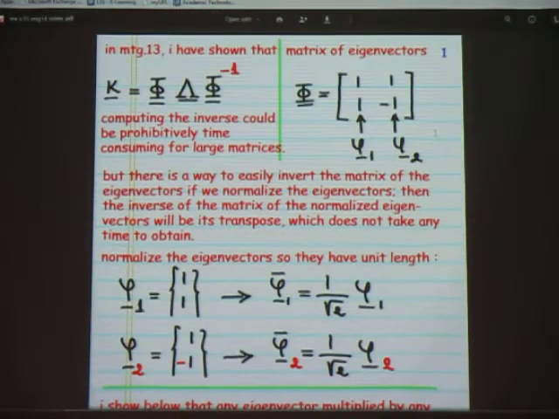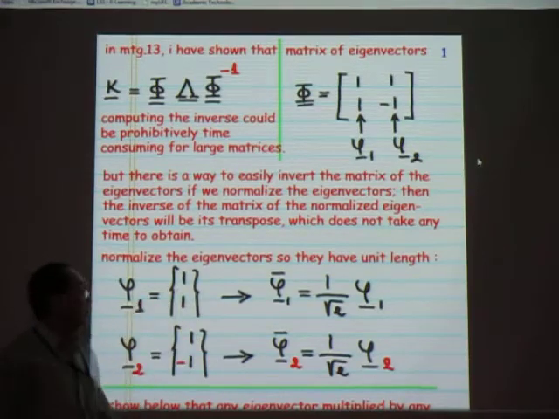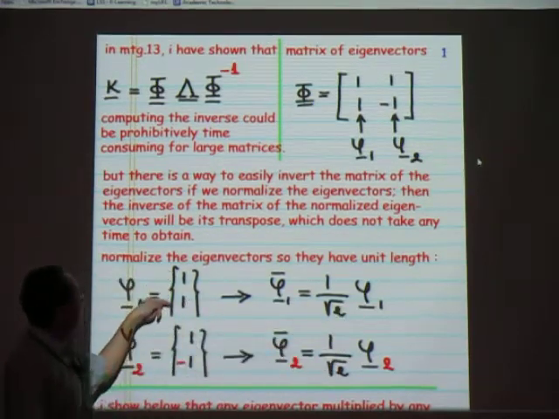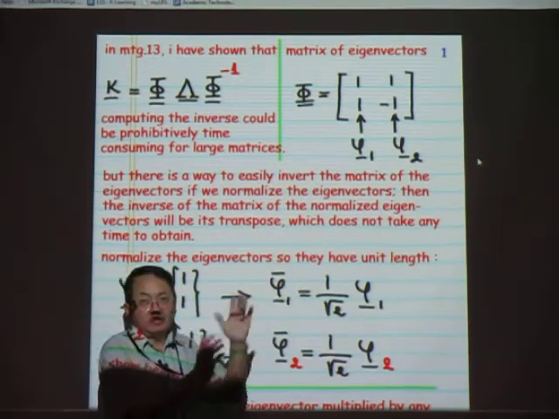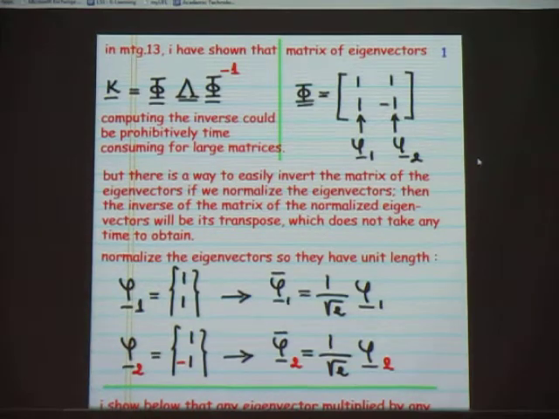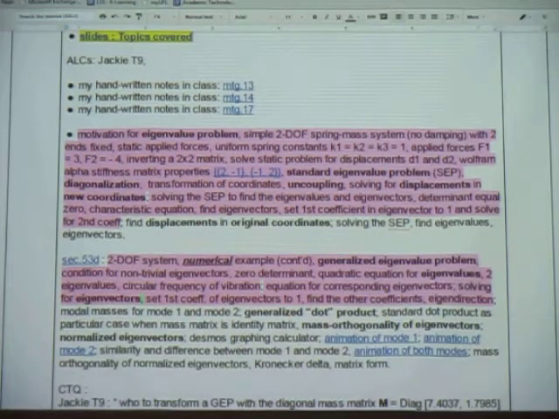And in meeting 14, the magnitudes of these two vectors are not unit, so you normalize. The length is 1 over square root of 2. So normalization means to make the vector have unit length. These are the concepts that you would use for the generalized eigenvalue problem, and we'll continue with section 53D. All right.